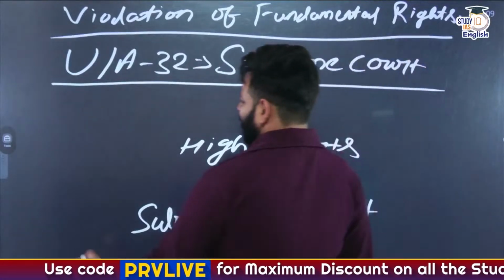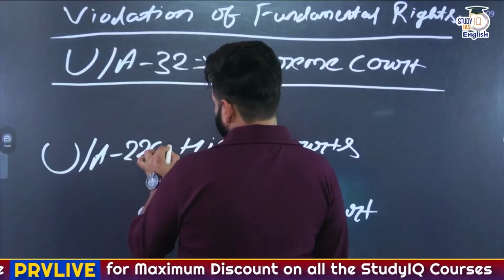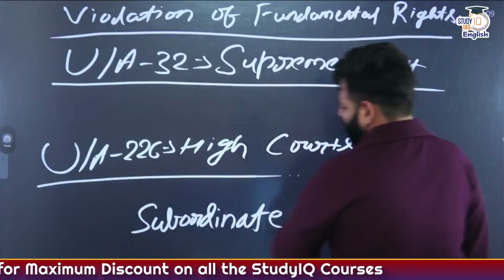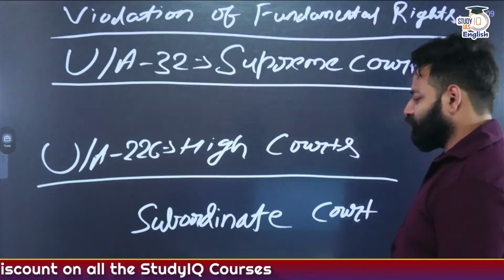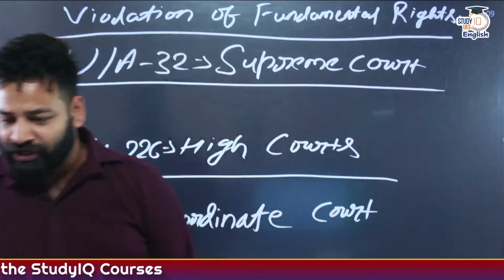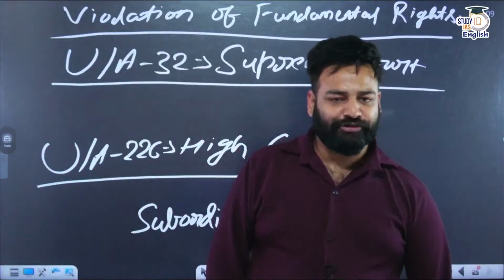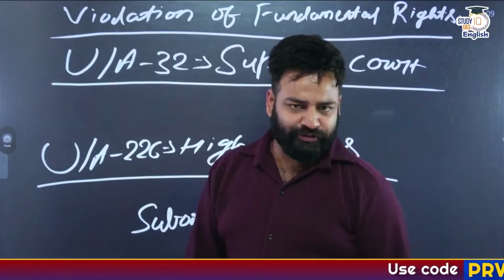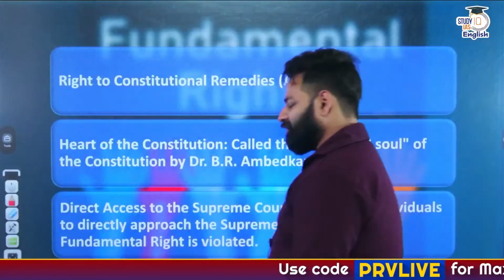So under Article 226, you can just bypass the subordinate courts and directly reach the High Courts, right? So it's totally up to you whether you want to utilize Article 226 or Article 32. Whatever you are comfortable with, you have both options in case any of your fundamental rights have been violated.